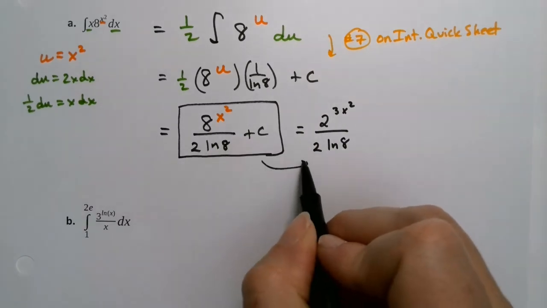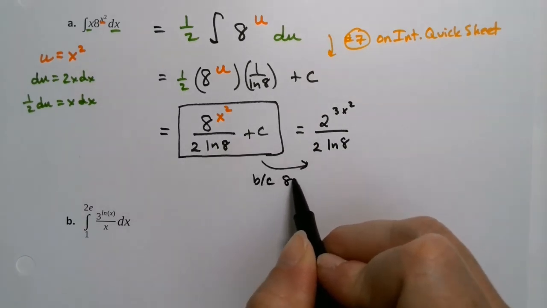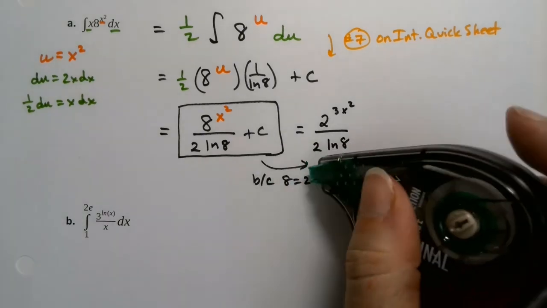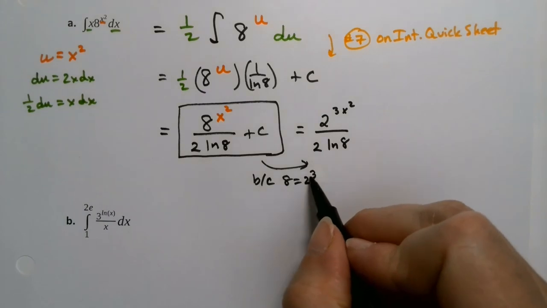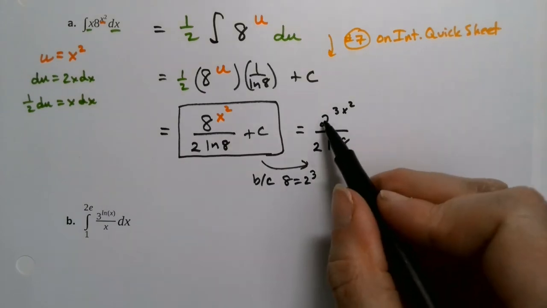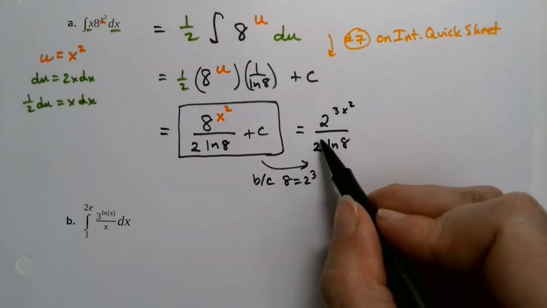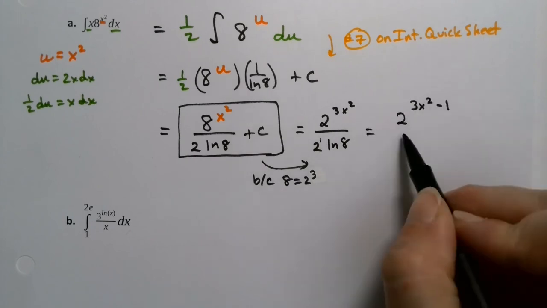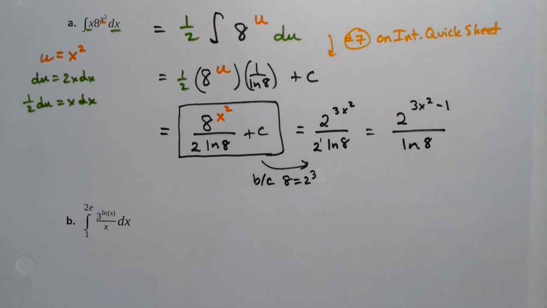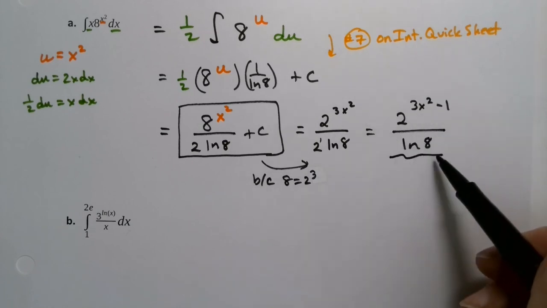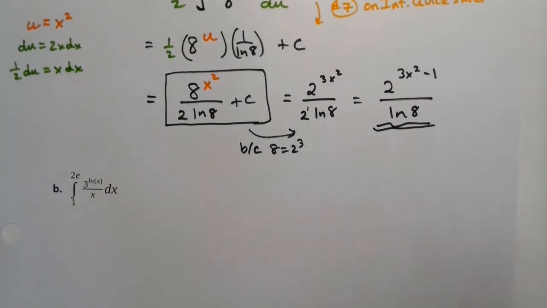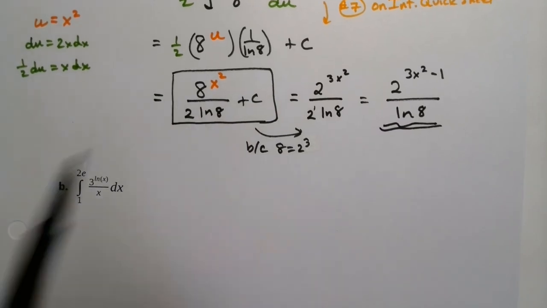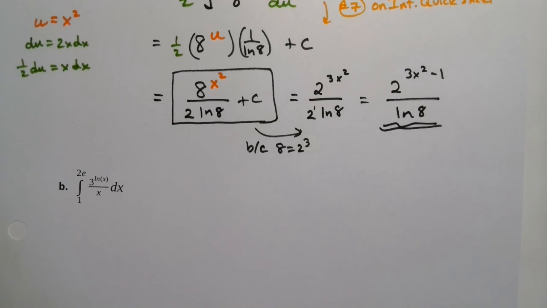Because 8 is 2 cubed, right? So that's why that's happening. Sorry, my cube got weird there. There we go. And then 2 cubed, and this is 2 to the 1 right here. So that'd be 2 to the 3x squared take away 1 over the natural log of 8. I don't know that they would do that, but just in case you want to be sure. All right, that's a way you can modify that problem. But I'm perfectly happy with this as an answer over here on the left.